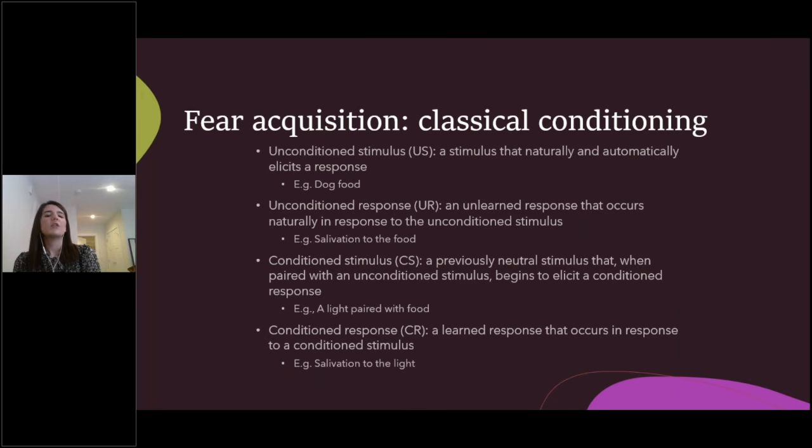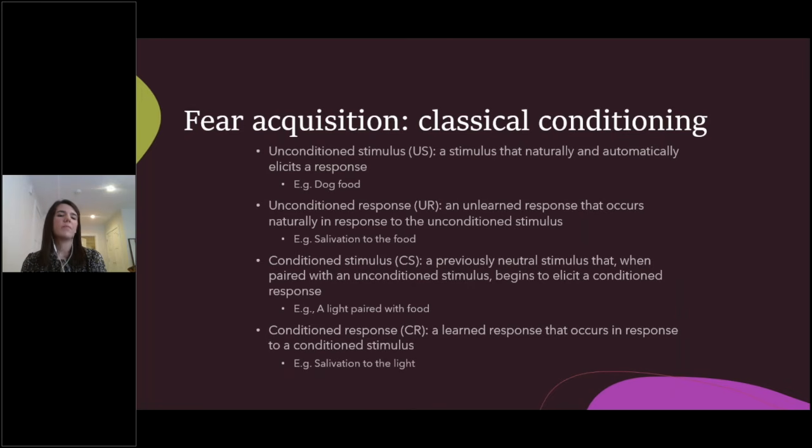So we have here an unconditioned stimulus, and an unconditioned stimulus, or the US, is a stimulus that naturally and automatically elicits a response. So in that classic example with Pavlov's dogs, we have dog food. Dog food is an unconditioned stimulus because it automatically will elicit a response from dogs. Okay? And then we have the unconditioned response, which is an unlearned response that occurs naturally in response to the unconditioned stimulus. So in this example, again, the unconditioned response is salivation to the food. We have this unconditioned stimulus, which is dog food, and then the salivation to the food is the unconditioned or unlearned response.